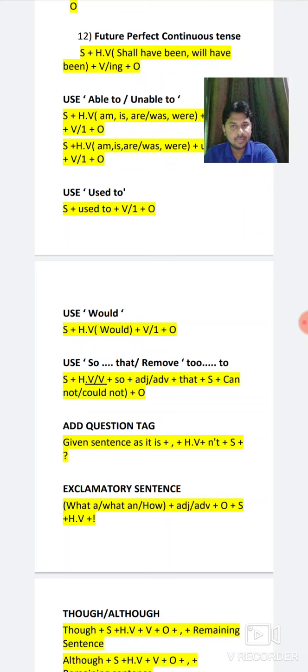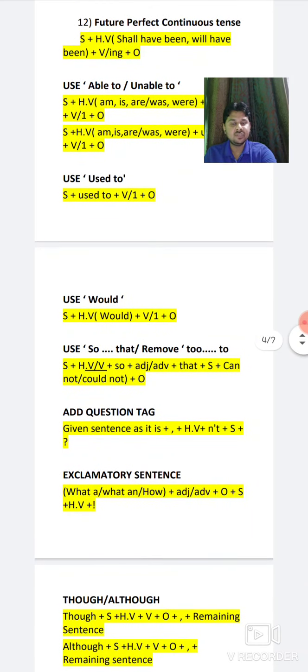USED TO, and between used and to, one small space should be there, student. So subject, after that used to, don't forget to add verb first form, and at last object will be there. Related to used to, another topic is there, students: use would. Okay, so at that time what structure do you have to follow?